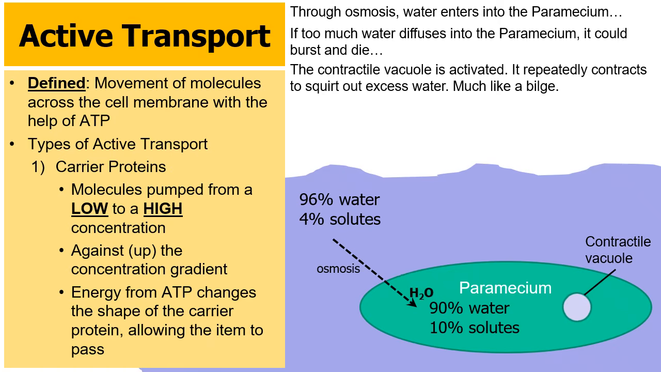And so what paramecia have is nature's equivalent of a bilge. A contractile vacuole is activated. It repeatedly contracts to squirt out the extra water that is diffusing in, much like a bilge does. But in this case, notice how the water is being pumped out of the paramecium cell from a lower concentrated area of 90% to a higher concentrated area of 96%. Now this bilge requires energy in the form of ATP, but it's a good example of how the cell can pump molecules up the concentration gradient.